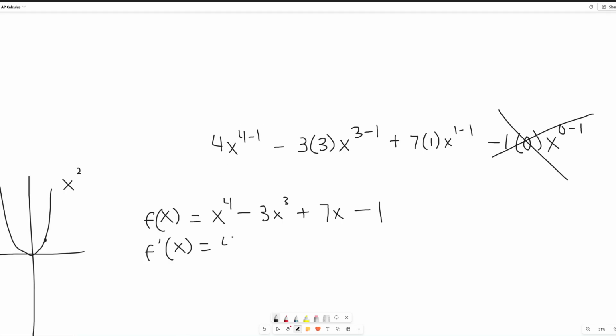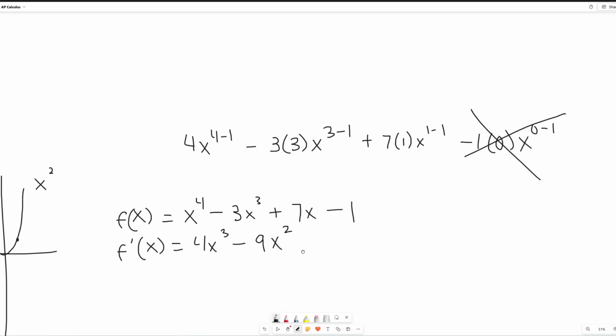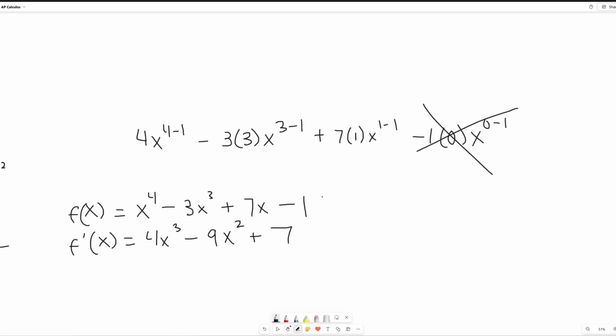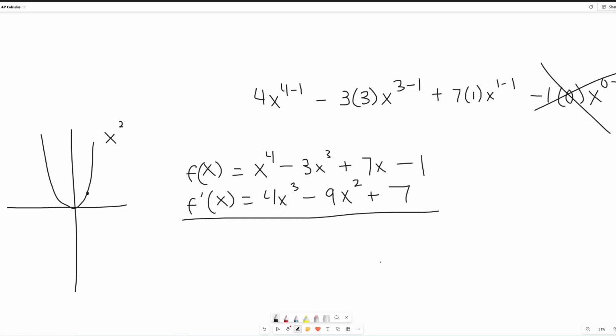4x to the 4 minus 1 is 4x cubed. 3, and then we already have a 3x to the 3 minus 1. That gives us 9x squared. 7 times 1 to the x to the 1 minus 1. X to the 1 minus 1 is x to the 0, which is 1, plus 7. And negative 1, we've already established that becomes 0 because it's a constant. So this is our derivative. It doesn't matter how many terms you have, as long as it's a normal polynomial, you will be able to take the derivative of it.